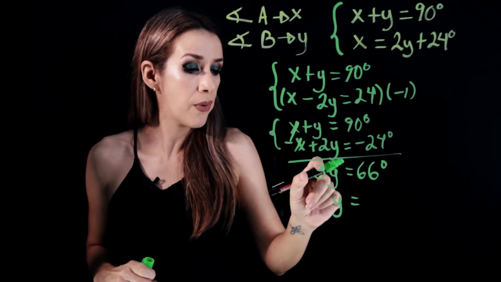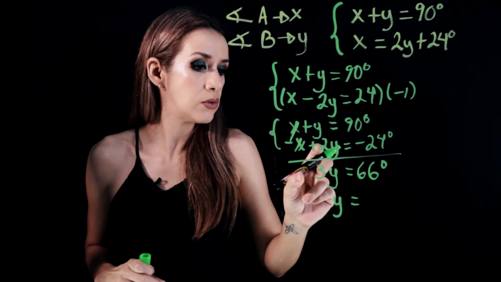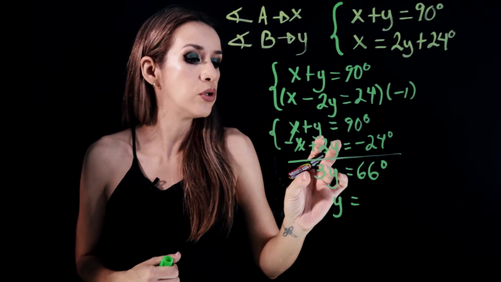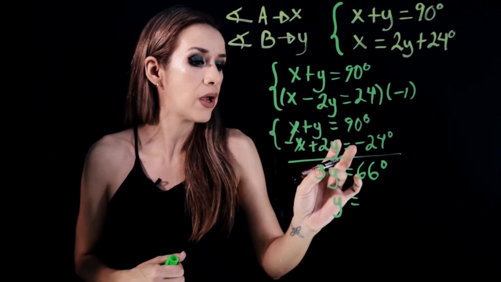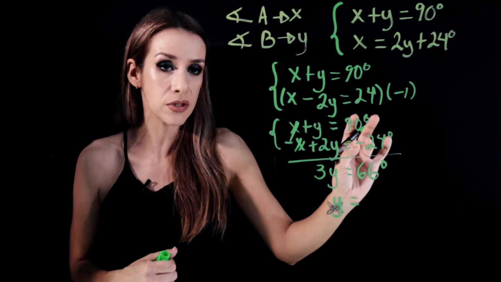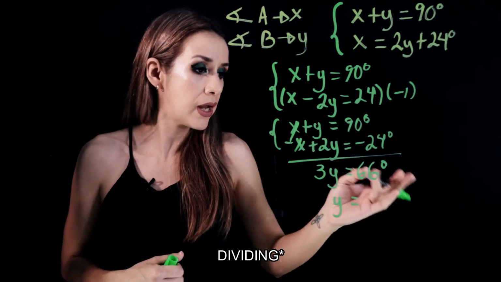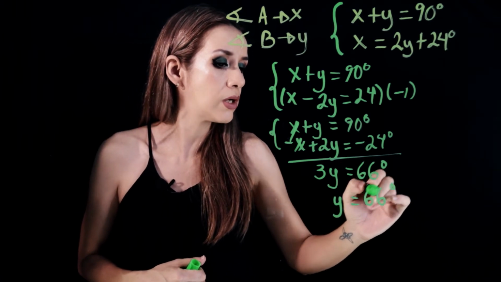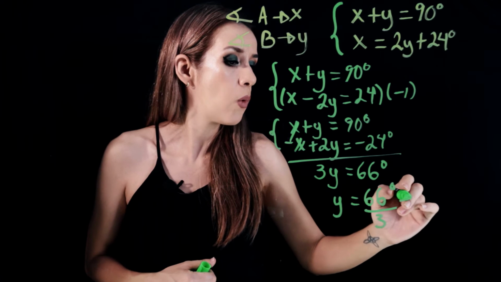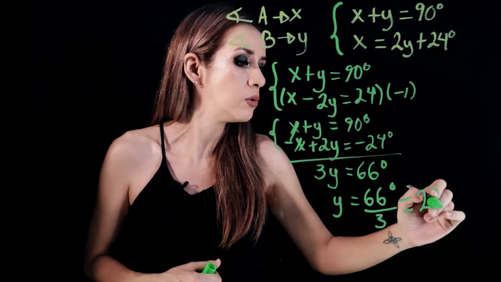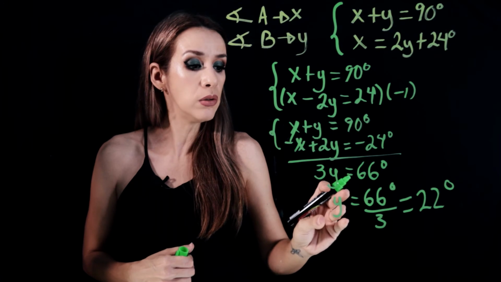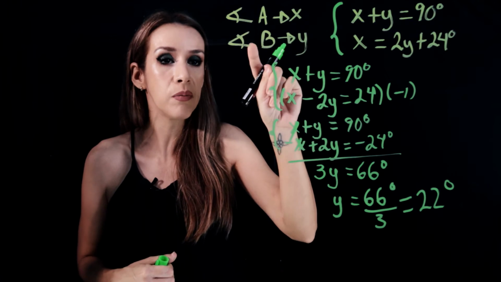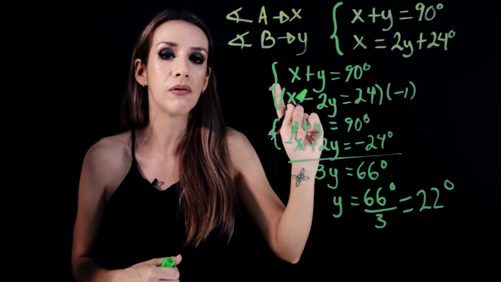Now I need to isolate the y. I'm going to pass the 3. This 3 is multiplying the y, so I'm going to move it to the other side of the equation by dividing this 66. So y is equal to 66 degrees divided by 3. Y is equal to 22 degrees. So the angle represented with the letter y, which is the angle B, is equal to 22 degrees.